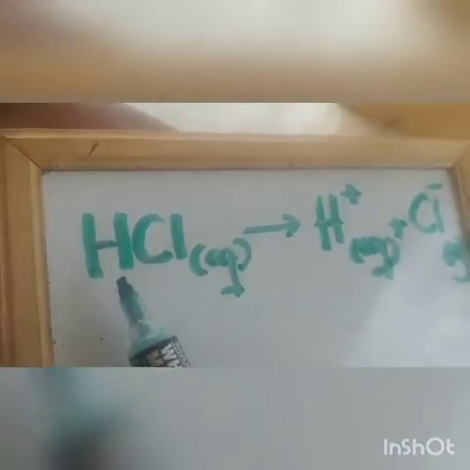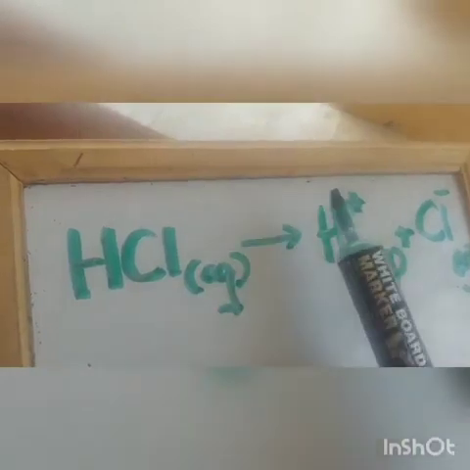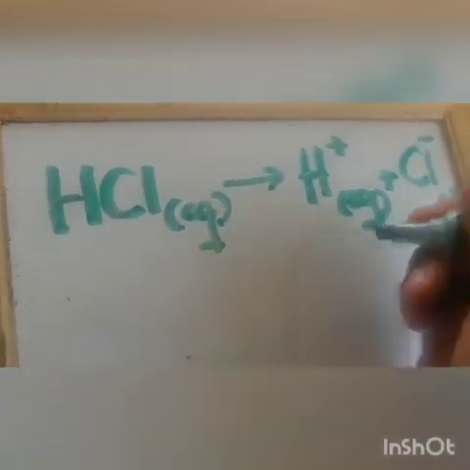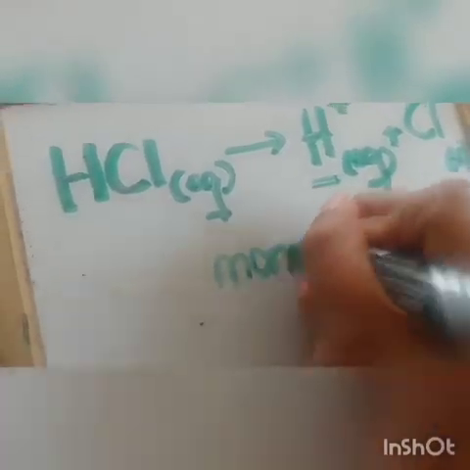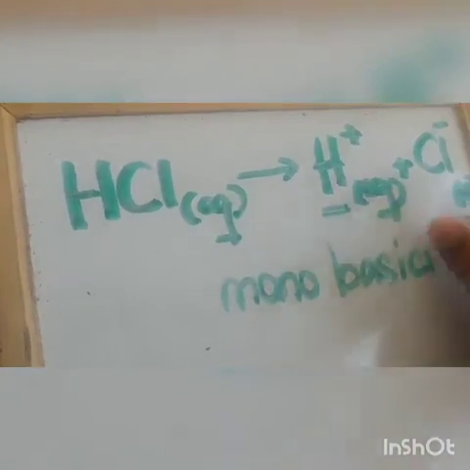Or when one mole of the acid dissolves, one mole of HCl aqueous produces one mole of H plus ions aqueous and one mole of Cl minus. So because one mole of HCl dissolves to produce one mole of H plus ion, we will say the fact that it is one means mono, and we say that this acid is monobasic.